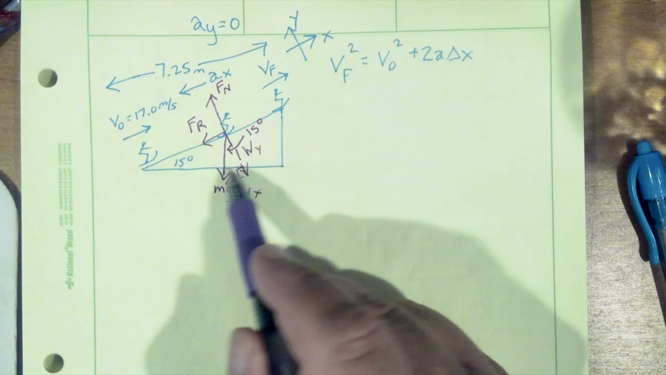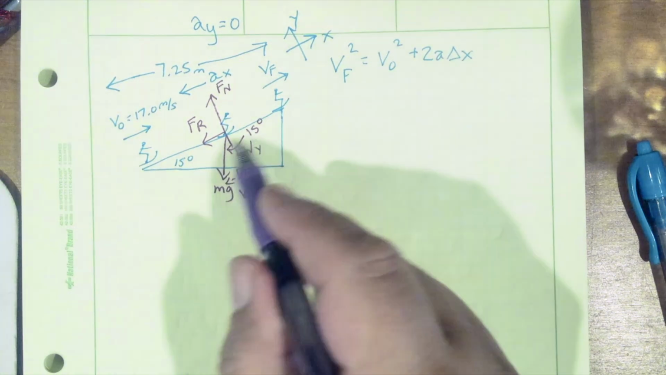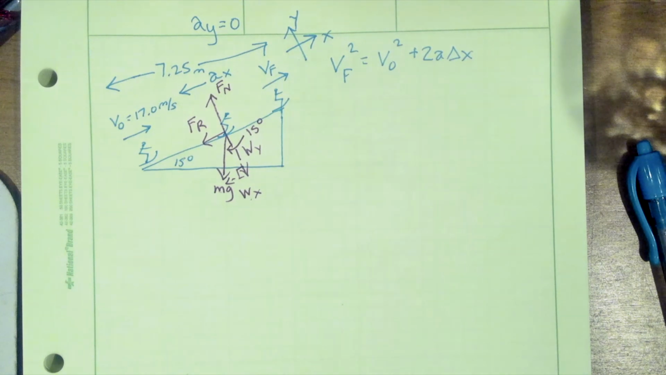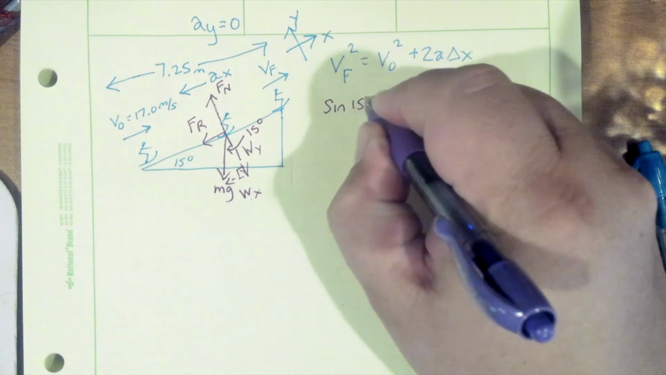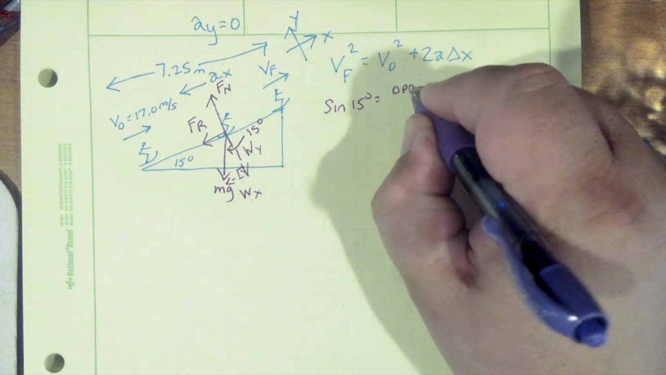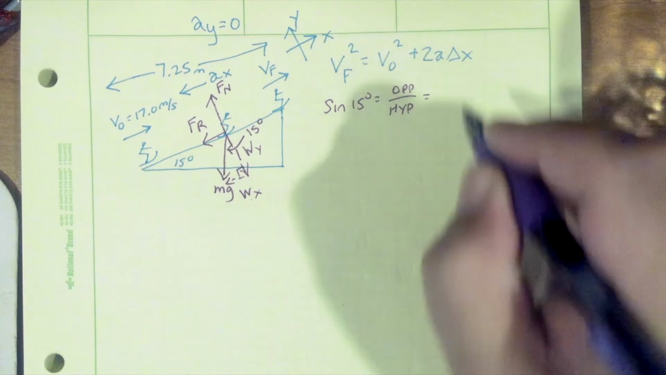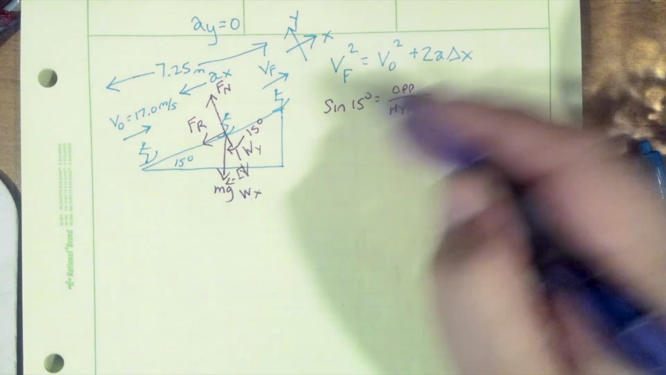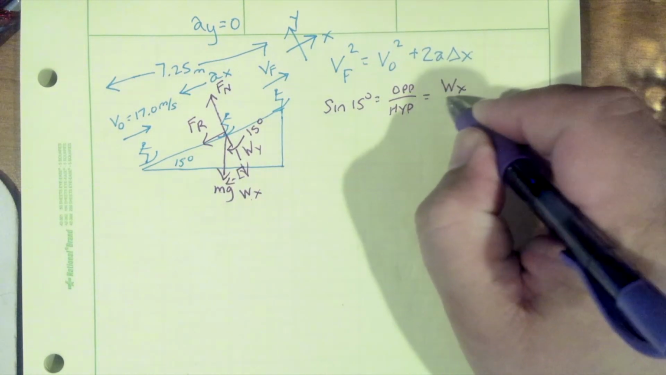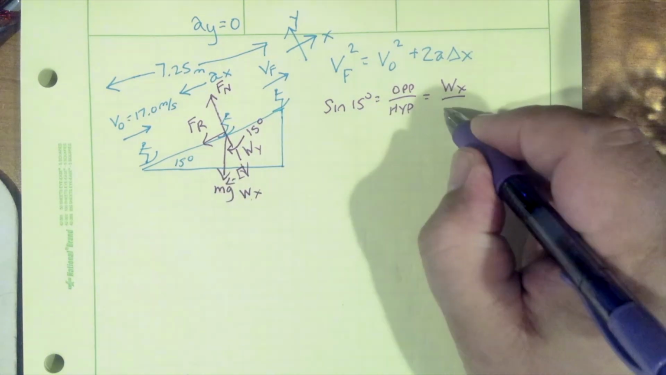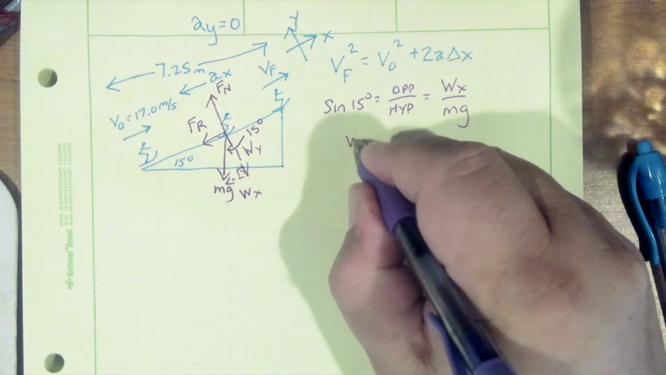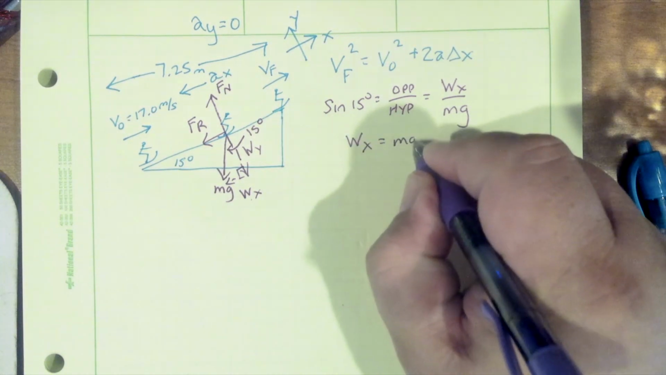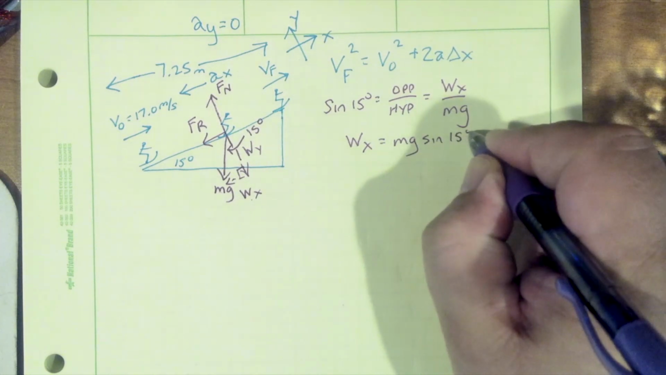Well, now, since these two components and the weight force itself form a right triangle, we can use the trigonometric functions to find the components. Beginning with the sine function, the sine of 15 equals opposite over hypotenuse. Well, opposite this 15-degree angle, we have Wx, and the hypotenuse is the weight force, mg. Solving this equation for Wx, this is what we get for the x component.